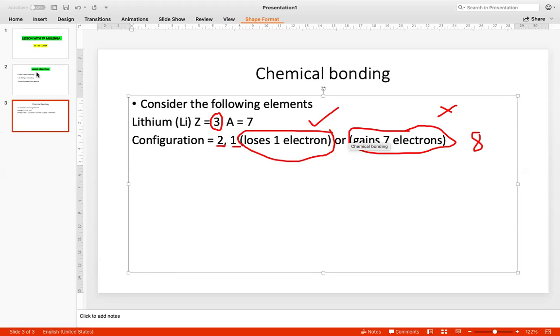Remember, I said we're going to look at 3 elements, and that is the first element, lithium. I hope that sinks in your mind, that lithium has 1 electron in the outermost shell, so it either gains 7 electrons or it loses 1. But the likelihood is that it loses 1, so that it remains with only 2 electrons in the first shell, and there it attains stability.